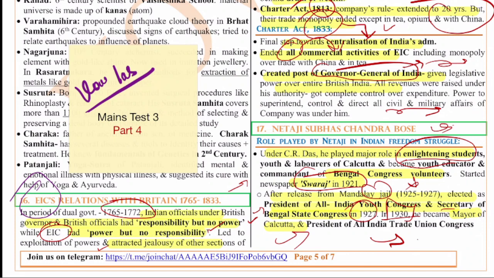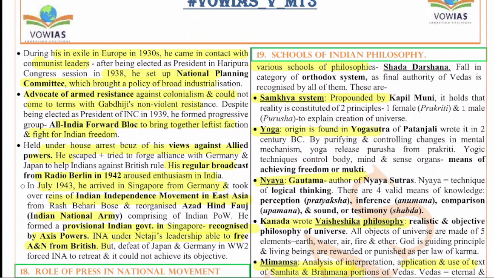Next, during his exile in Europe in the 1930s, he came into contact with various communist leaders. So it was Bose on whom the communists had a major influence. After being elected as president at the Haripura Congress session in 1938, he set up a national planning committee which brought a policy of broad industrialization.